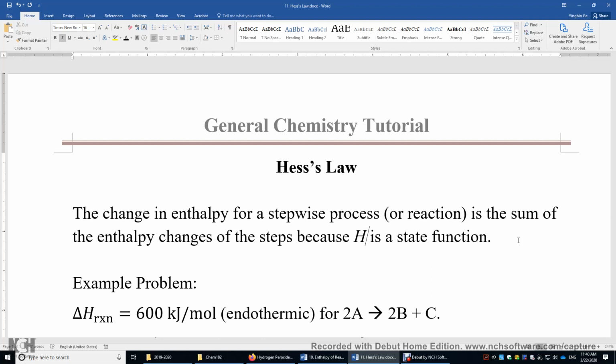The change in enthalpy of a process is simply equal to H of the final state minus H of the initial state. It does not matter if you look at just a one-step process or decompose this process into two steps or many steps. In the end, the enthalpy change of the process is simply the enthalpy of the final state minus the enthalpy of the initial state. Let's work on one example problem.